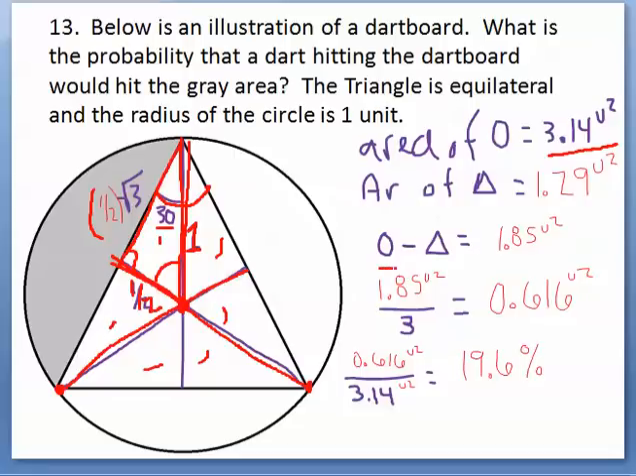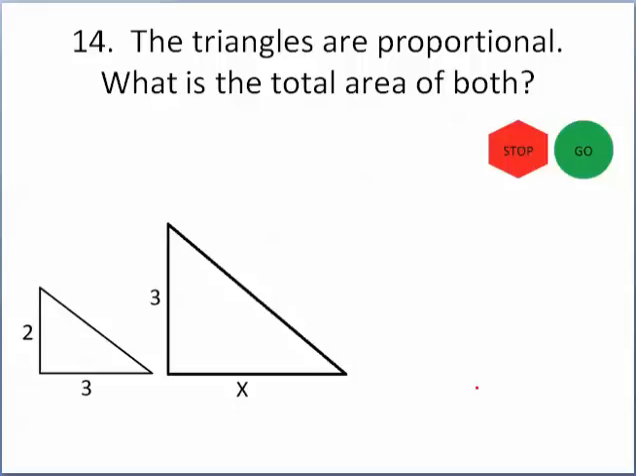So I have the area of the circle minus the area of the triangle gives me this. Divide that answer by 3, and this gives me this for the gray area. That's my numerator. Put that over the denominator of the area of the total circle, and I come up with 0.196 and move the decimal 2 places, and that's 19.6%. All right, click on the stop sign to see how you do.